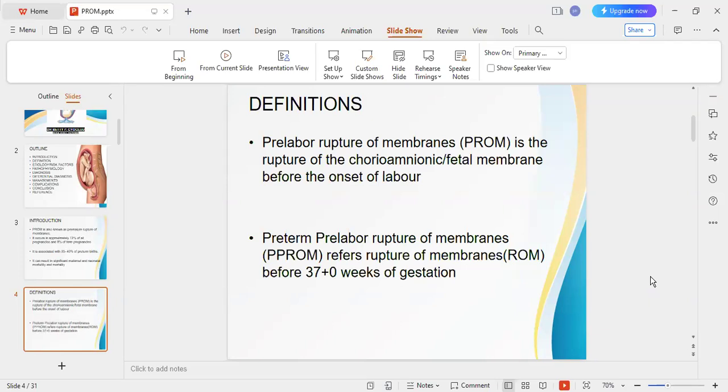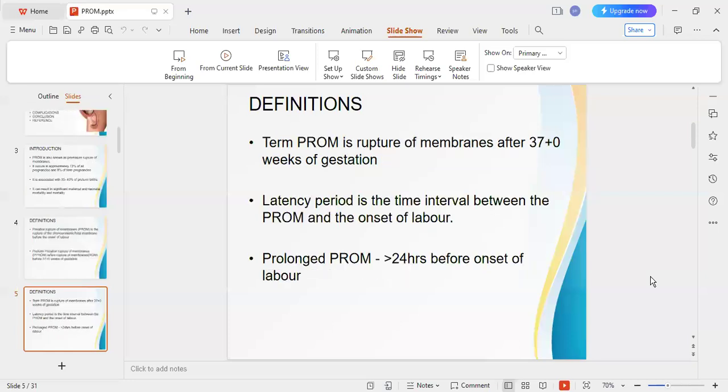So we have what we call pre-labor rupture of membranes, which is PROM, which is nothing less but the rupture of fetal membranes or chorioamniotic membranes before the onset of labor. Then we have PPROM, which is preterm pre-labor rupture of membranes, which refers to the rupture of membranes occurring before 37 weeks of gestation. We have term PROM, which is the rupture of membranes after 37 weeks of gestation. And we have something we call the latency period, which is the time interval between the rupture of the membranes to the onset of labor.